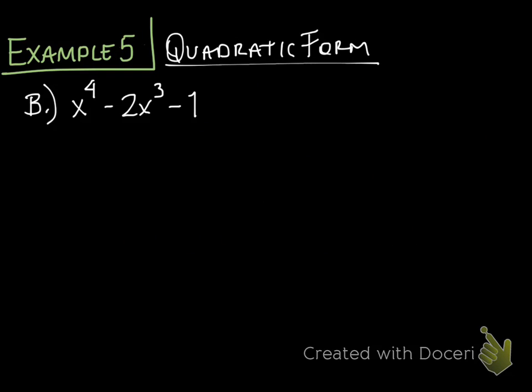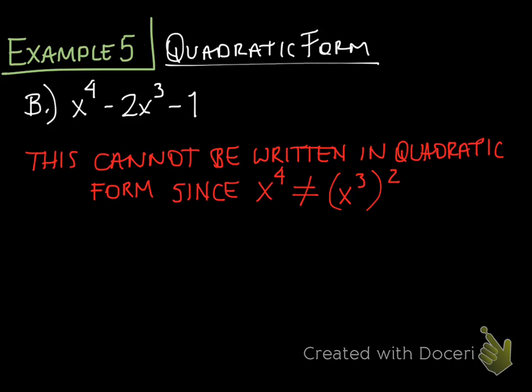Another example would be, let's take x to the 4th minus 2x cubed minus 1. Now, this is an example that won't work. And the reason it won't work is because we cannot write this expression in quadratic form because x to the 4th cannot be rewritten to a term where it is squared. So x to the 3rd power squared will not work in this sense. So no, this cannot be rewritten in quadratic form.